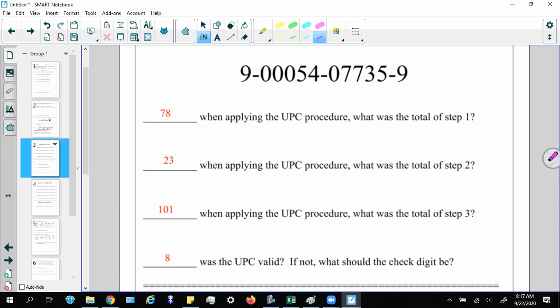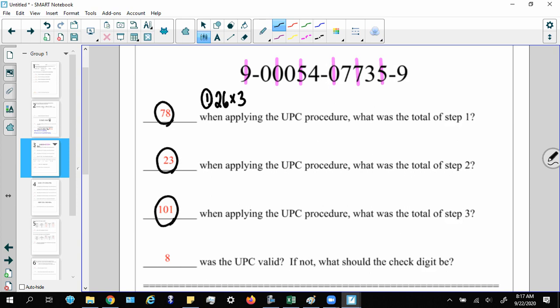All right. So again, starting with my first number, skipping every other one, add everything up. Let's see, 78. I think step one is going to be 26, times 3. Add all the other numbers up, the ones that are not highlighted. That gives me 23. When adding the UPC procedure, what is the total, step three? I'm just adding 78 and 23, get 101. Now, we all know, again, this is the exact same question. We know it's 101. We know it is not a valid UPC.